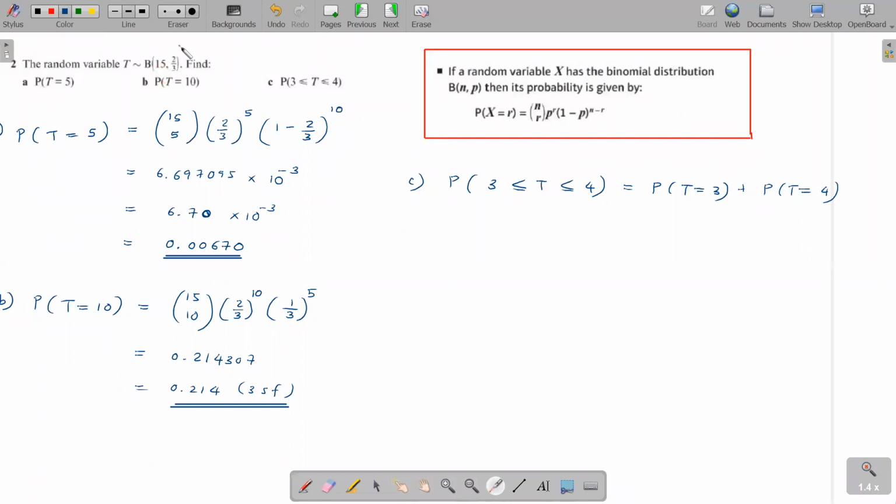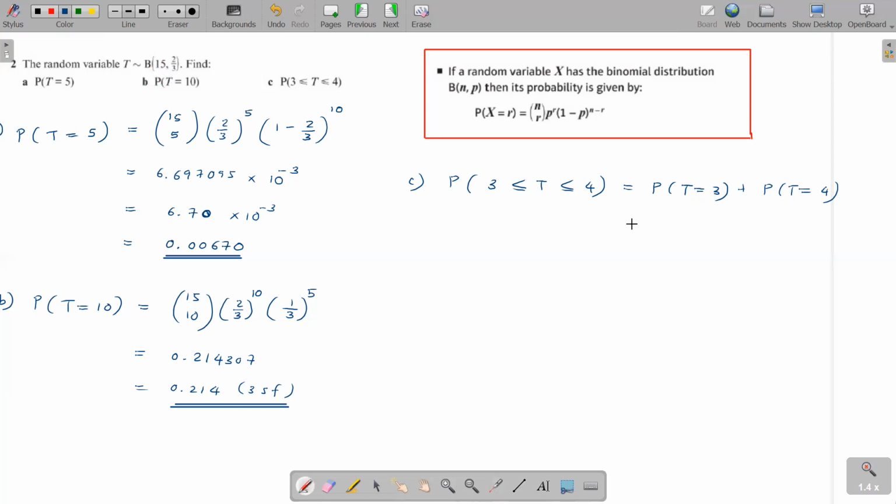If there are 15 trials, what are the values that T can actually take? T can take any integer value between 0 and 15. The lowest value 0, the largest value 15, and any integer in between, right? Because it's the number of successful trials, and can be anything between 0 and 15 because you have 15 trials. All right, so let's get the answer quickly.